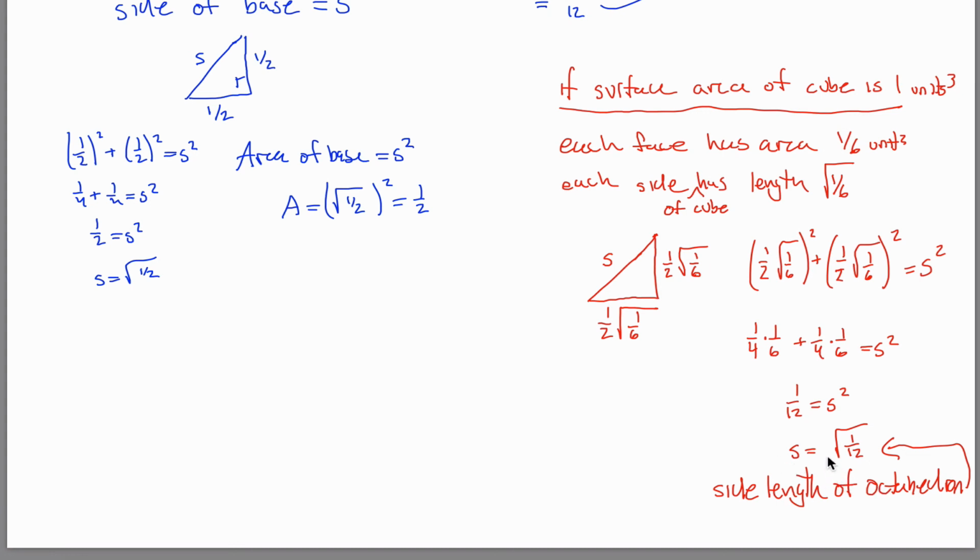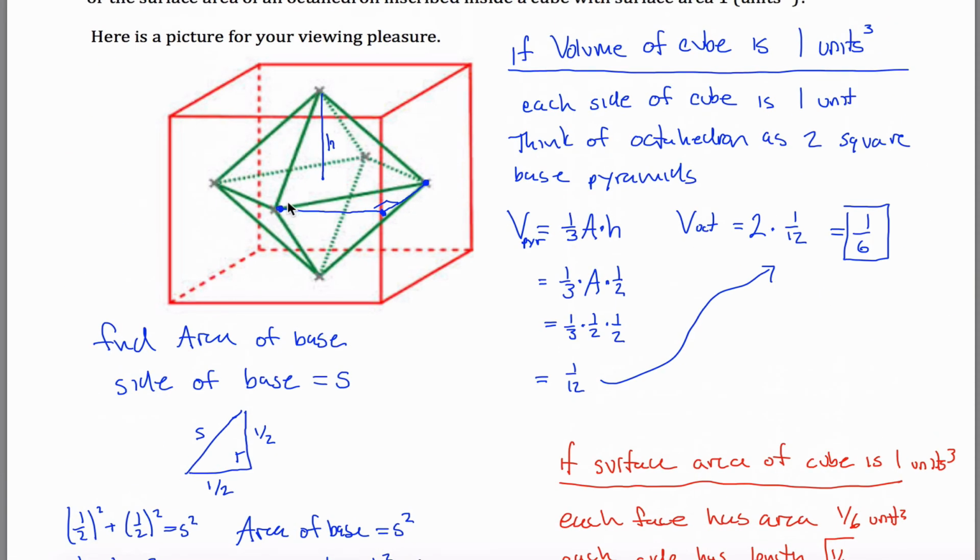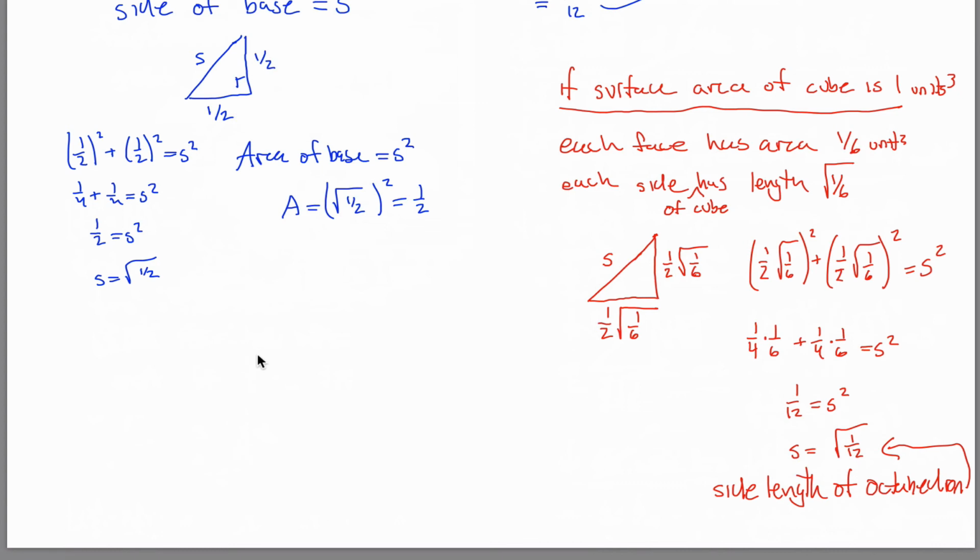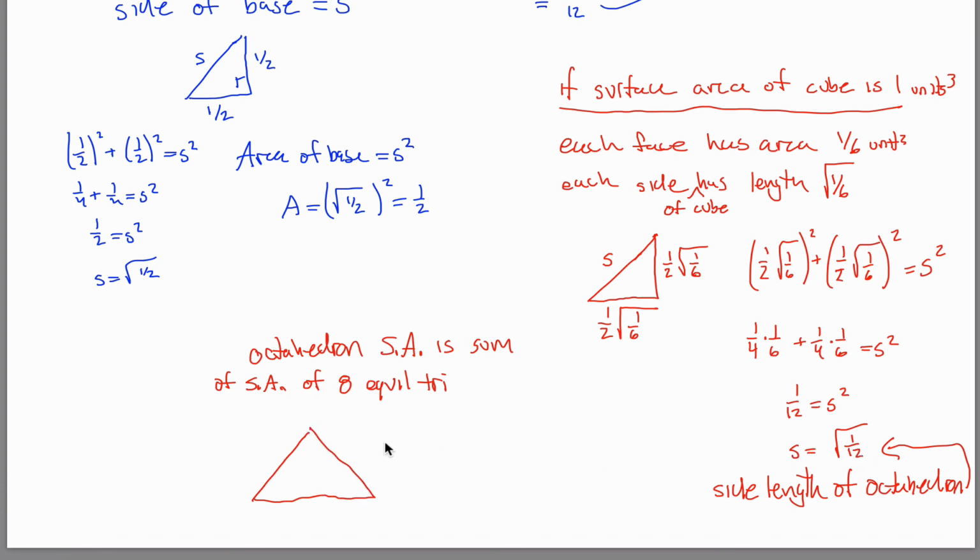And so now I want to figure out how I can use that to figure out the surface area of the octahedron. Well, the octahedron is just made up of 8 equilateral triangles. Maybe I write that. Octahedron surface area is the sum of the surface area of 8 equilateral triangles. So I have these equilateral triangles here. And I know that their side lengths are the square root of 1/12.